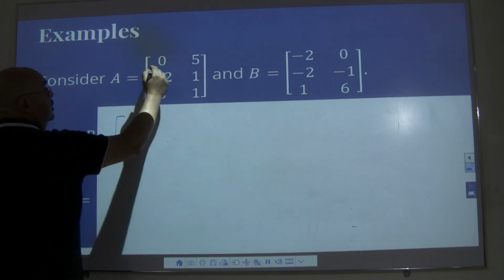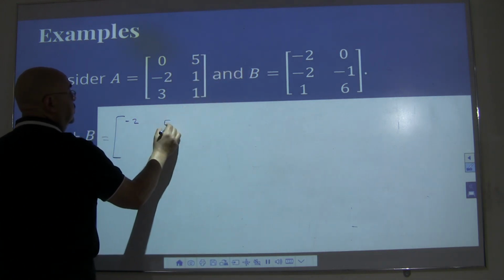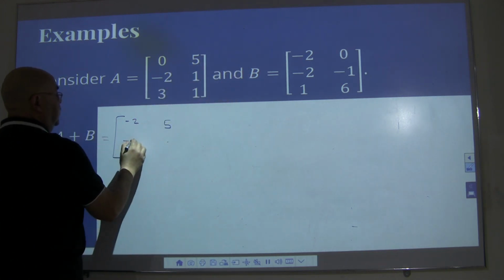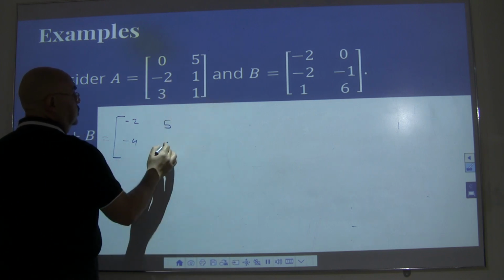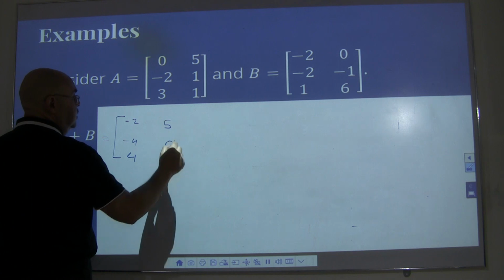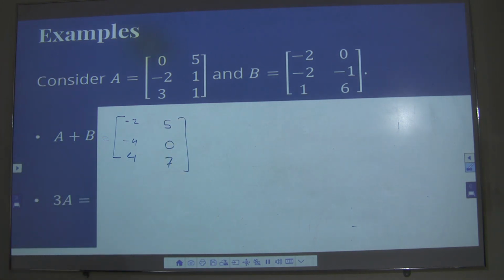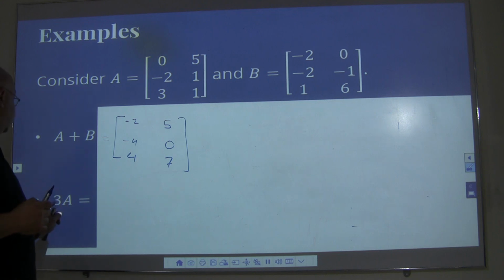Okay, so first of all, I write both. So it's going to be 0 plus negative 2, it's negative 2, 5 plus 0, 5. Negative 2 plus negative 2 is going to come up to negative 4. 0, so it's going to be 0. Okay, then 4, so 4 finally, and 7. Yes? Did I make any mistakes? No. Okay.